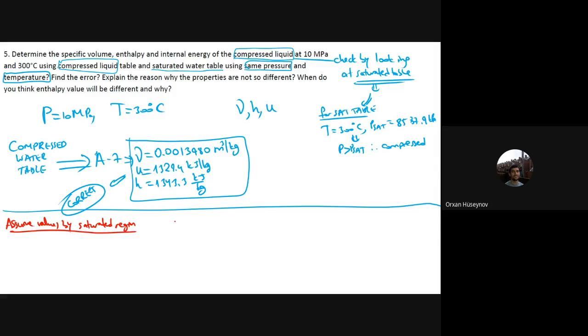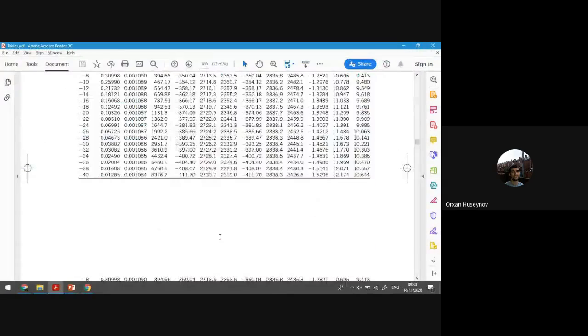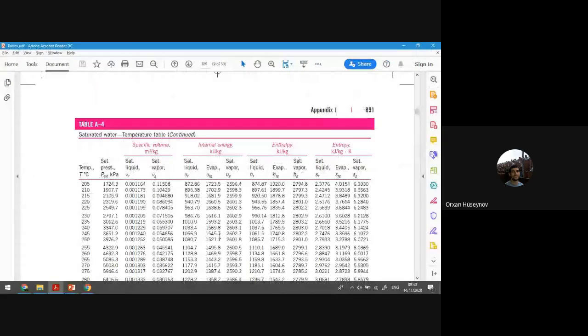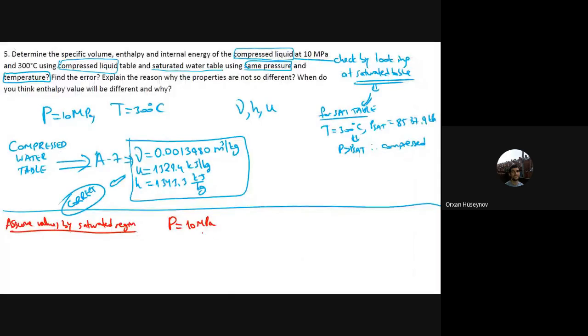Okay, so firstly, I will work with the P value, which is 10 megapascals. Now let's go to the chart here. The chart that I'm going to use is the saturated water table, but with the pressure, which is A5. So I will take the new F values, not the mixture, but new F.